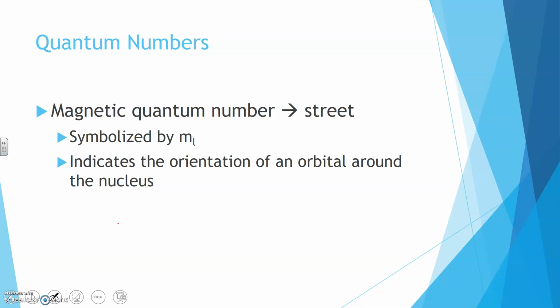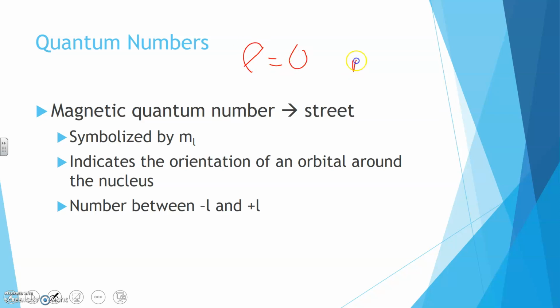Now, m sub L is kind of a little bit different. It can range between negative L and positive L. So if your L value is 0, then your m sub L can be negative L to positive L, so that one has to be 0. Now that makes sense because if you remember, an L value of 0 refers to an s orbital. And how many orientations does an s orbital have? Just the one. So m sub L is 0.